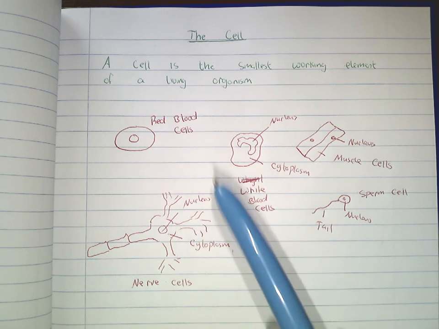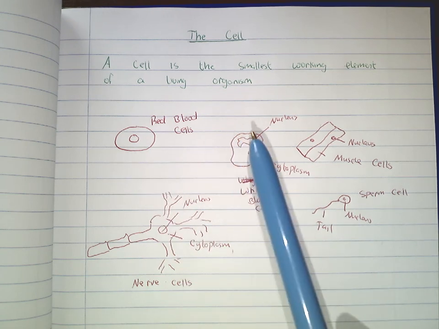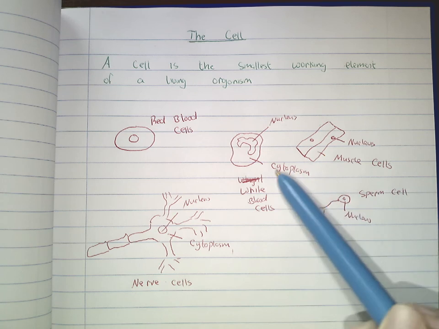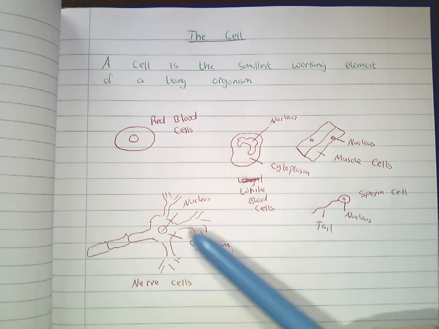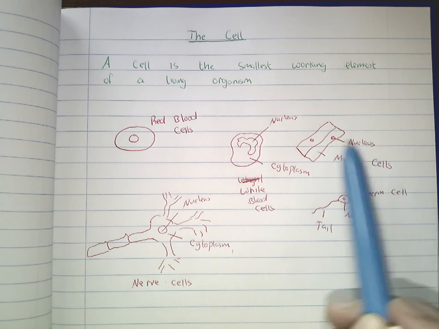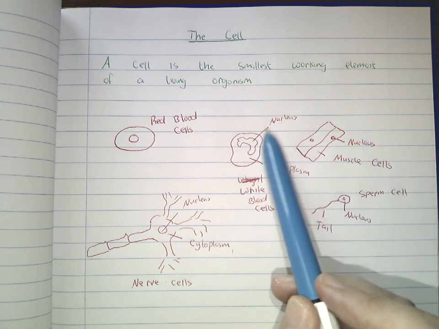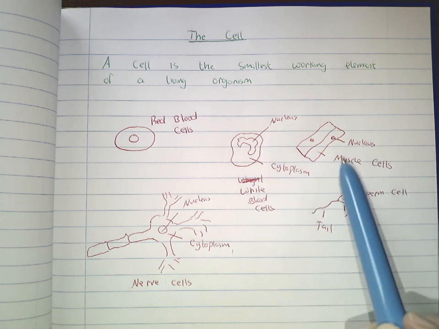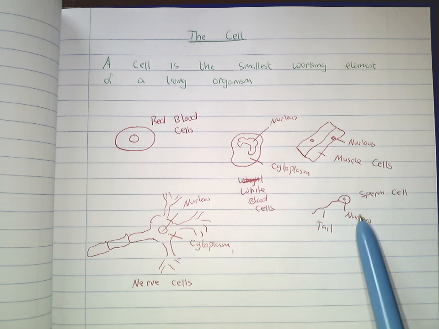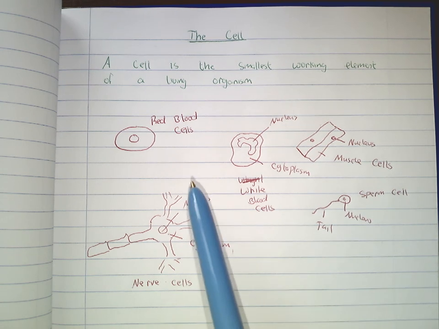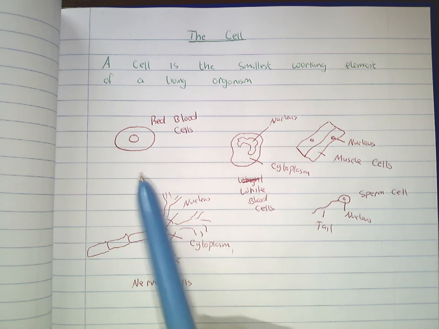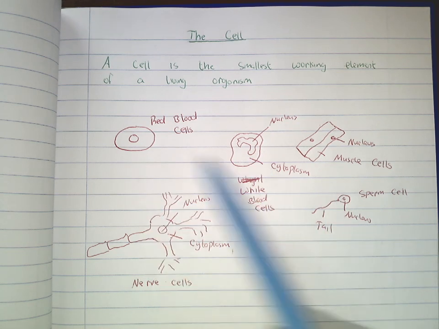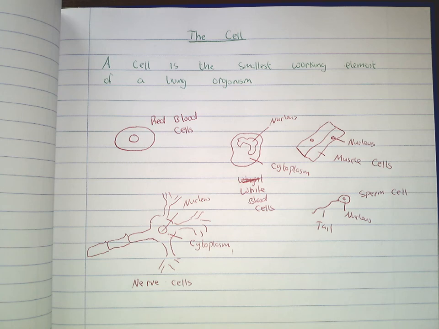Now, what you will notice is that they have a lot of features in common. Most of them have cytoplasm, which is a semi-liquid inside the cells. A lot of them also have a nucleus. We're going to talk about these different parts of the cell. For example, the sperm has a nucleus as well. Every cell, even though they have different functions within the body, has very similar properties, which is what we're going to look at now.